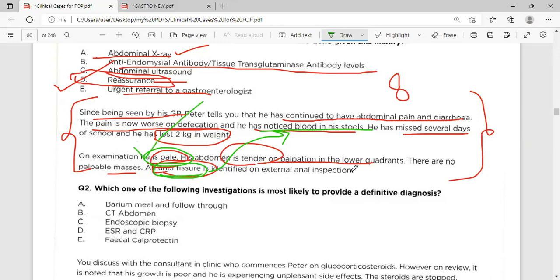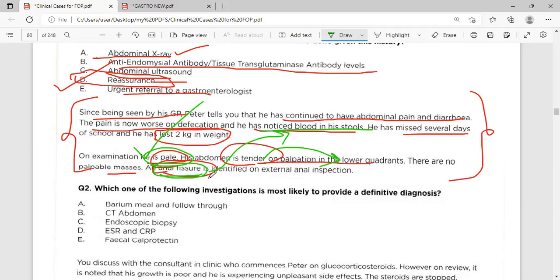Another thing is that in Crohn's disease, usually the patient will come with tenderness or a mass in the right lower abdomen. And in case of ulcerative colitis, the patient will come with tenderness or mass in the left lower abdomen. So this patient is coming with tenderness in the right lower abdomen. Okay, so this is a case of Crohn's disease.